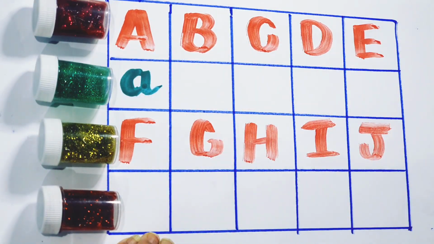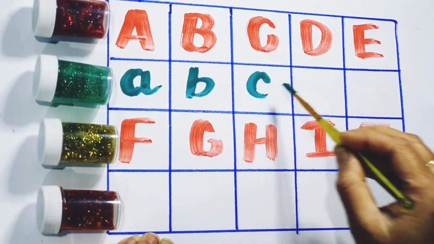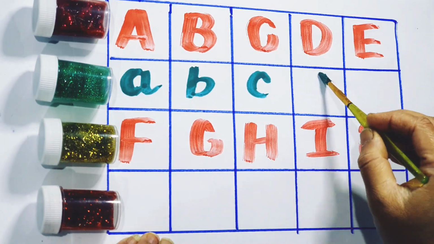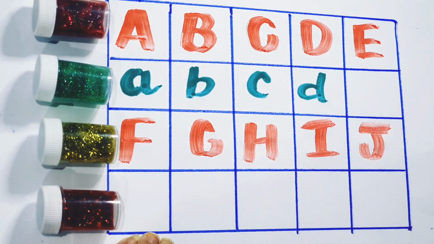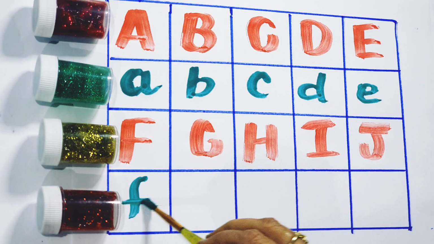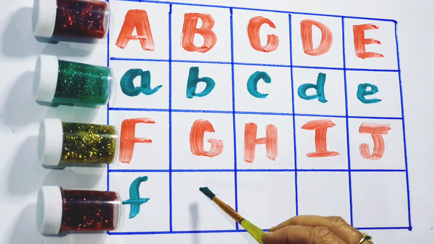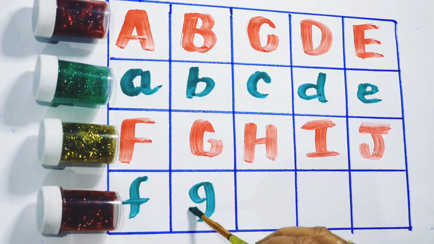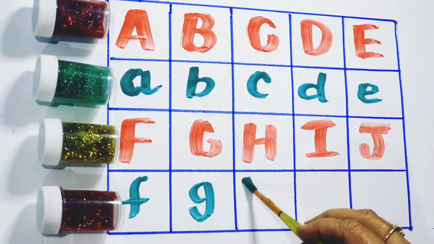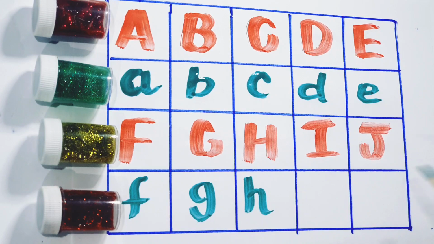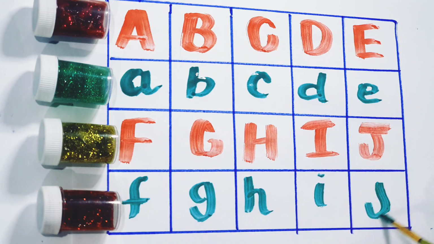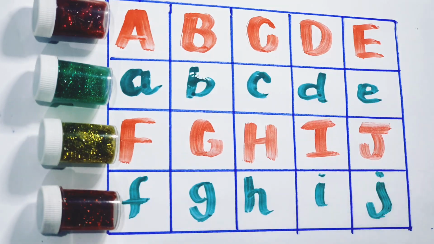A for avocado. B for banana. C for camel. D for donut. E for eggplant. F for fish. F for frog. G for girl. H for house. I for eyes. J for jug. Red color and green color.